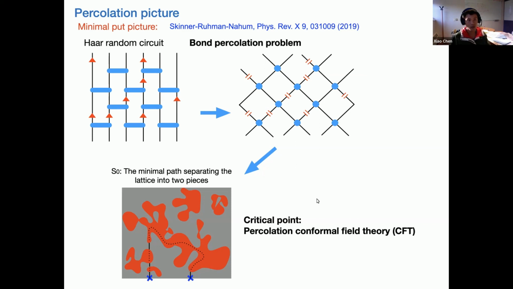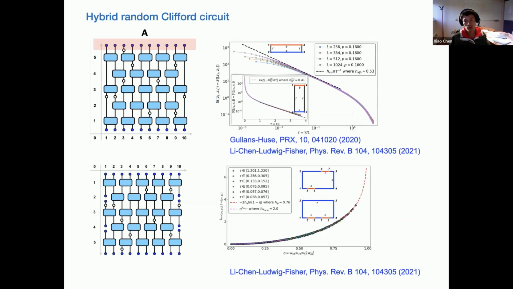So okay, this is a nice picture to understand this entanglement transition. What we were doing at that time is we construct a circuit which allows us to do large-scale simulation. So we consider this Clifford circuit model. In this Clifford circuit, we were able to simulate systems of up to thousands of spins, qubits. So we could study the physics of this hybrid circuit, and there is a transition in this.